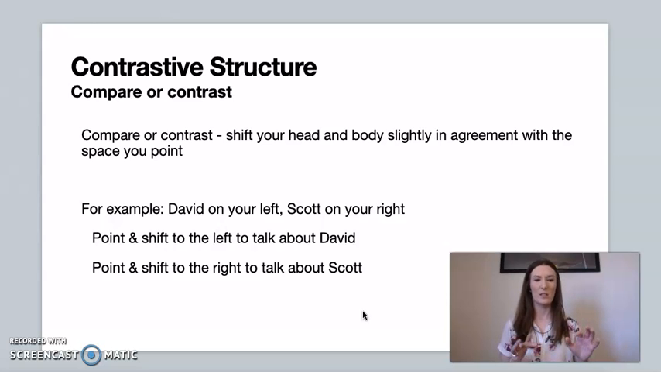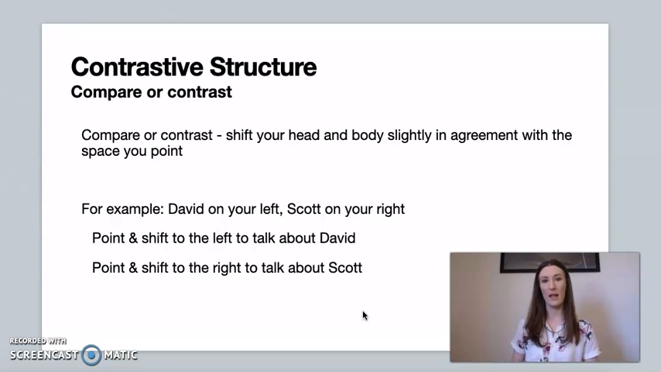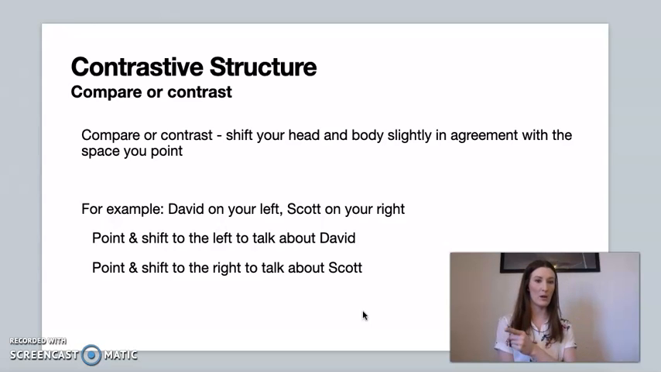And so let's go back. What did I say? Scott was tall, David was short. So if I want to say Scott is tall, we already set him up here, David here. When I want to talk about Scott, I'm going to not only point, but I'm also going to shift a little bit. I'm going to lean towards Scott. Tall. Now, when I want to talk about David, I'm going to point, and I'm going to lean towards David a little bit here.